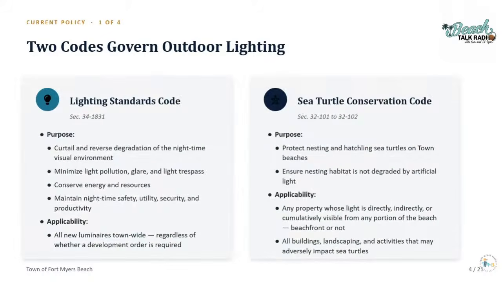So we have two codes that govern our outdoor lighting for the most part. The Lighting Standards Code is basically a classic dark skies code. We want to curtail and reverse the degradation of the nighttime visual environment. Not a lot of floodlights pointing at people, at properties, at roads. And it also serves to conserve energy and resources and, again, maintain our nighttime safety.